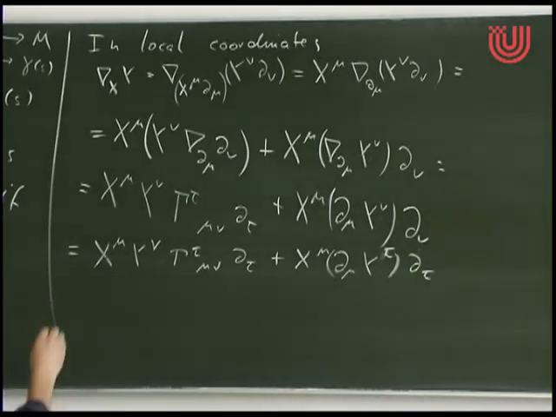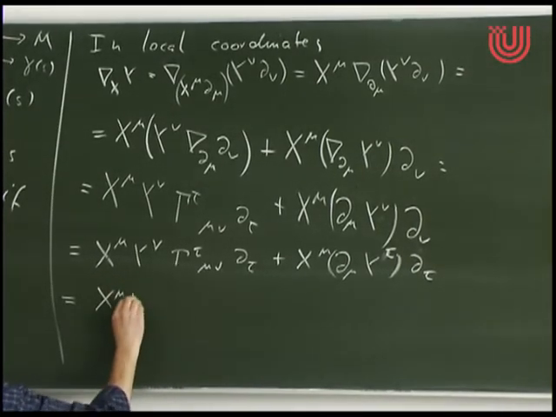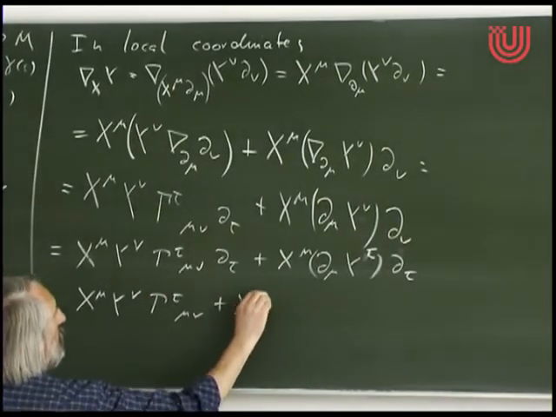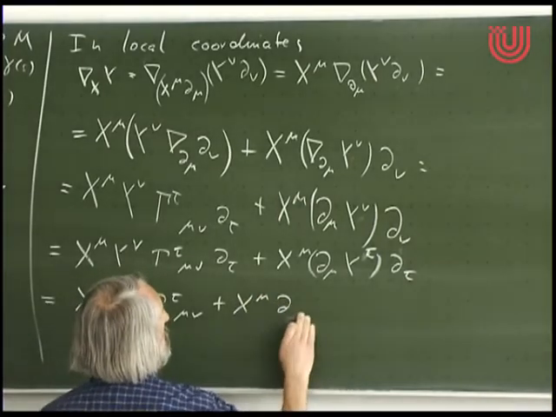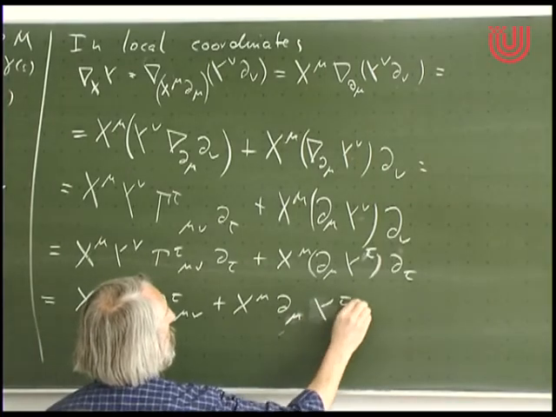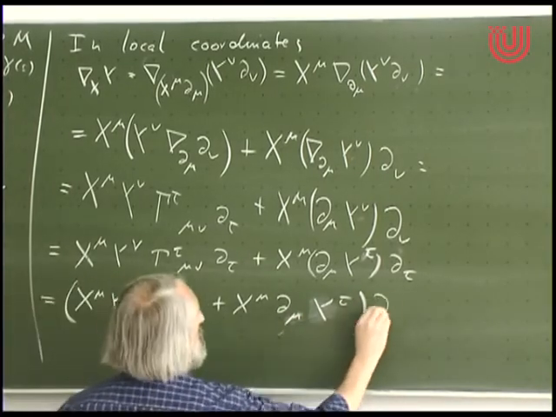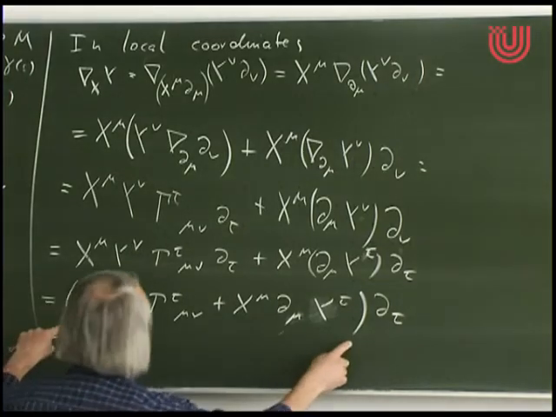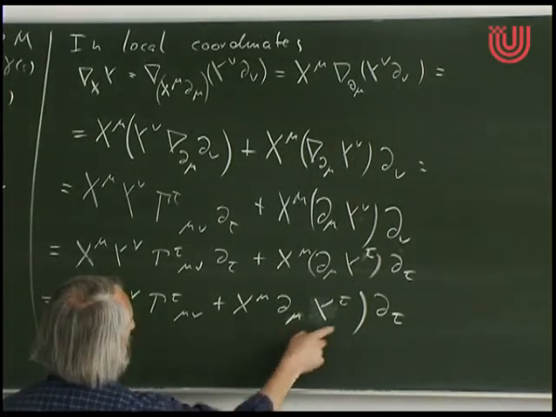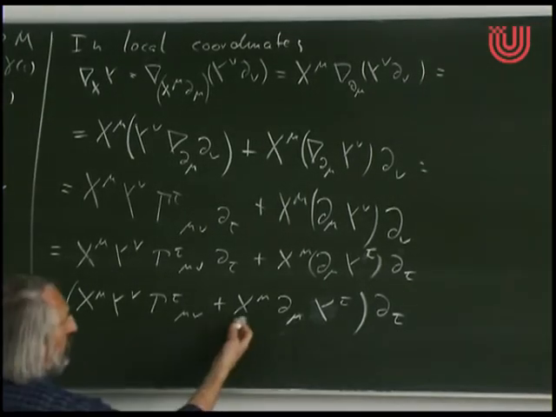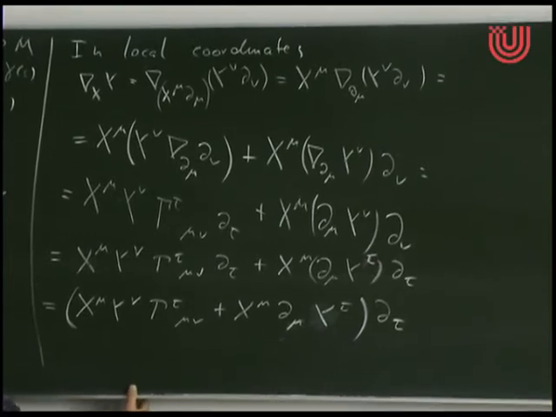And now I could put a d_τ out of the bracket. x^μ Γ^τ_μν y^ν plus x^μ ∂_μ, that's a y, sorry, y^τ, d_τ. And now we see what parallel transport means. Parallel transport means that there is a zero along the curve. So now you see it gives indeed a differential equation for the coefficients y^τ, right? It's a first order differential equation for the y^τ.